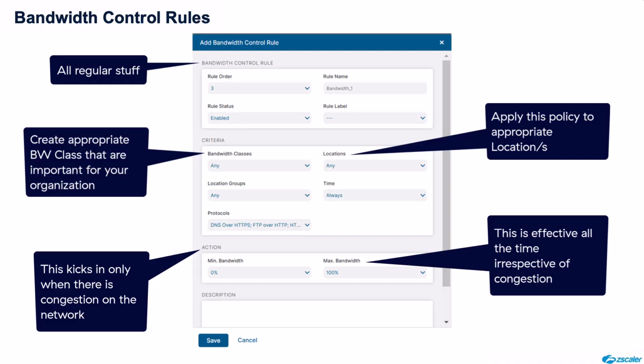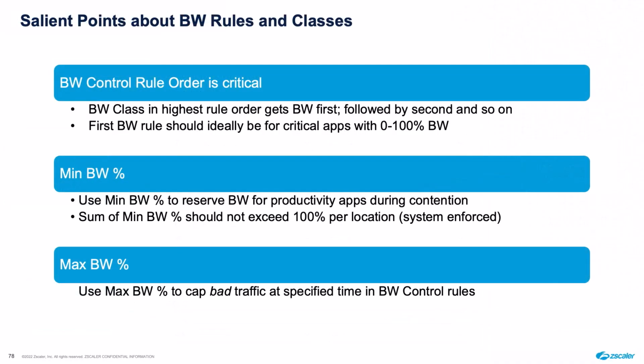So the way it works is this is more use case driven. What I mean by that is if you look at minimum bandwidth, use this minimum bandwidth to reserve bandwidth for productivity apps because those are the ones which are needed for your business continuity. And that means no matter what, if you want to guarantee a certain percentage of bandwidth, use the minimum bandwidth to reserve that. The sum of the minimum bandwidth percentages should not exceed 100%, obviously, because that's system enforced and you cannot go over 100% of the bandwidth that is available.